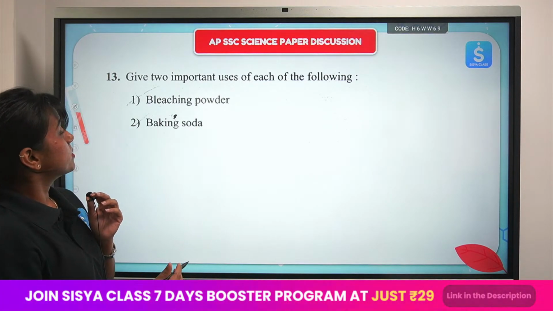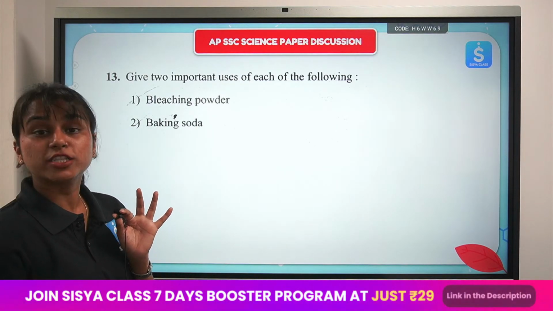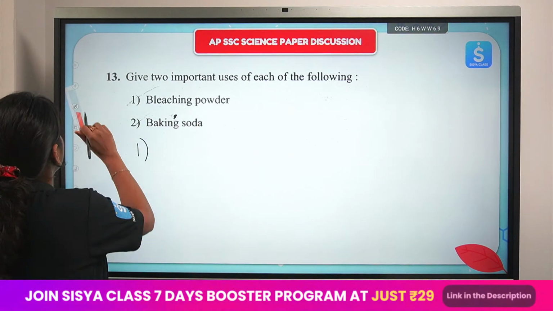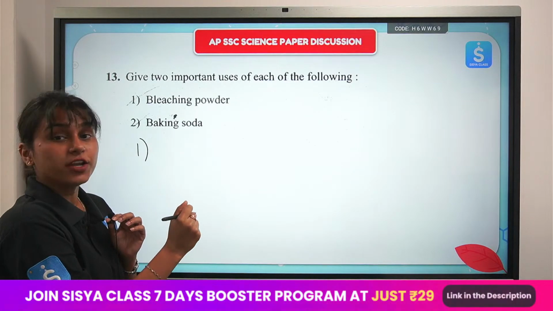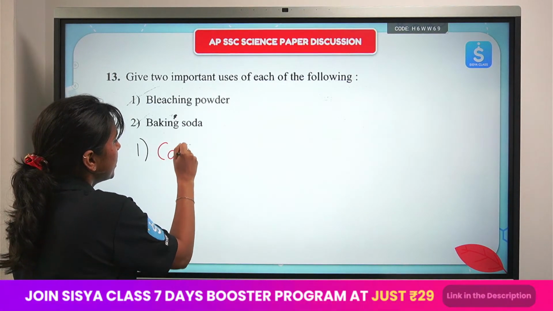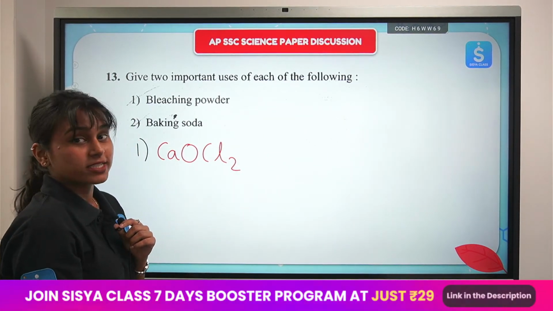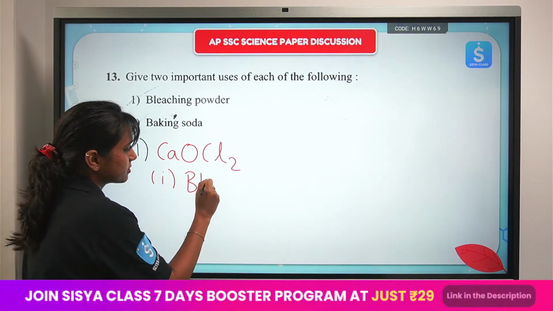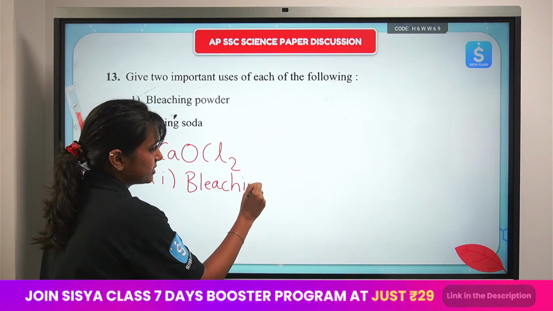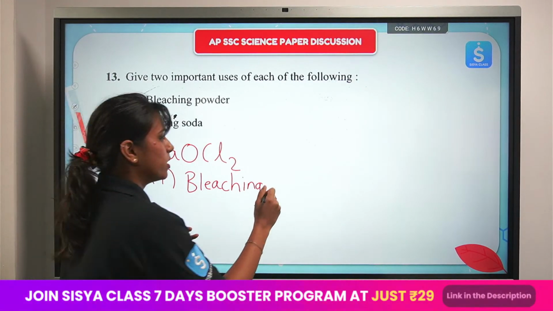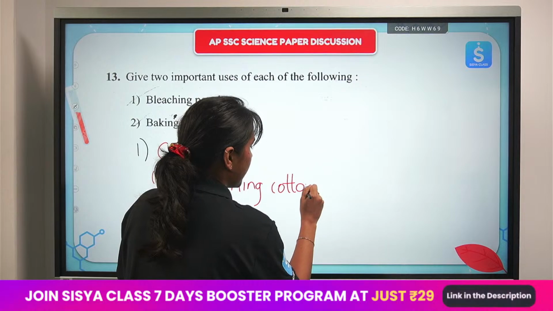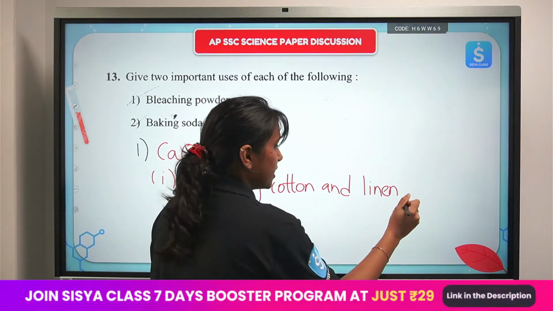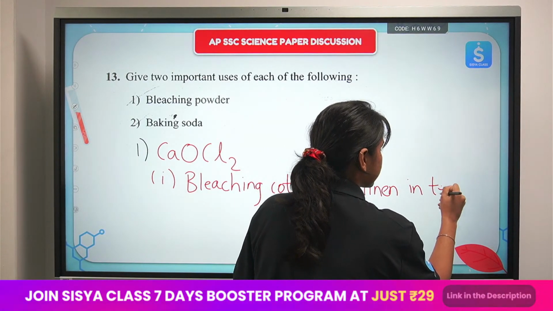Question number 13: give 2 important uses of each of the following. The first is bleaching powder. Bleaching powder is nothing but calcium oxychloride. The first use will be in bleaching cotton and linen in the textile industry. There are a lot of uses, you can write any 2.